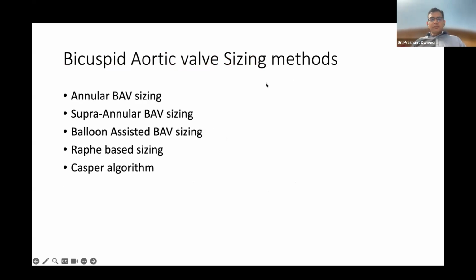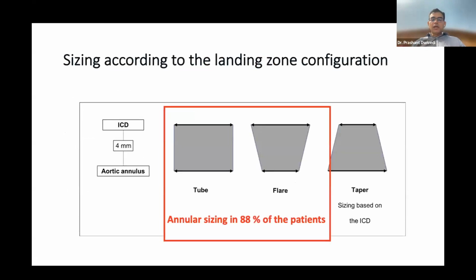Then there are different sizing methods for the bicuspid aortic valve. We can go with annular sizing, we can go with supraannular sizing, and there are certain other sizing methods also. So why are we talking about supraannular sizing? Because the bicuspid anatomy is not like a tricuspid anatomy. There are some differences between the bicuspid and tricuspid anatomy. We need to understand whether the valve and the sinus of Valsalva are behaving like a tubular form, whether they are behaving like a flare, or whether they are tapered.